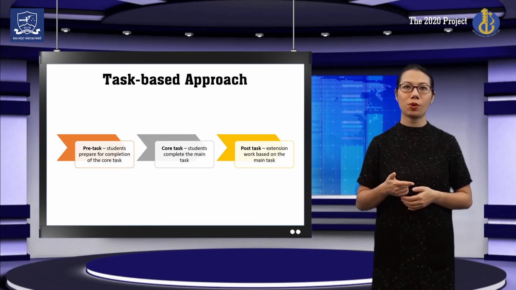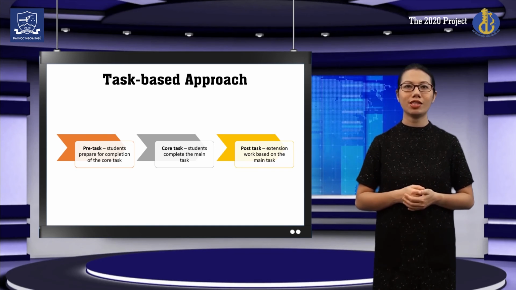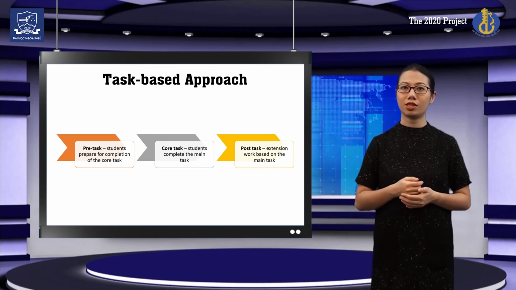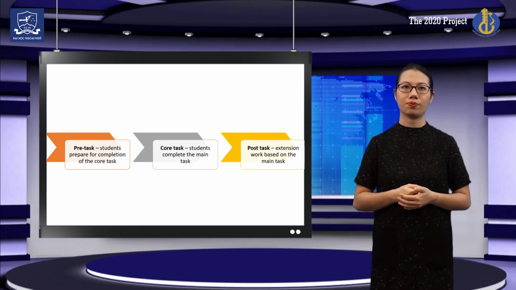Pre-task. Students prepare for completion of the core task. They are given appropriate language input or choose the language they need themselves. The core task is modeled. Success criteria are highlighted. Core task. Students complete the main task. Post-task. Extension work based on the main task, which normally involves feedback or use of main task content, delayed error correction, etc.